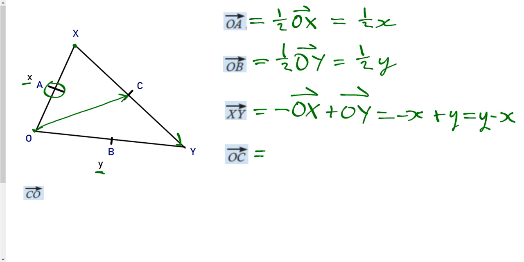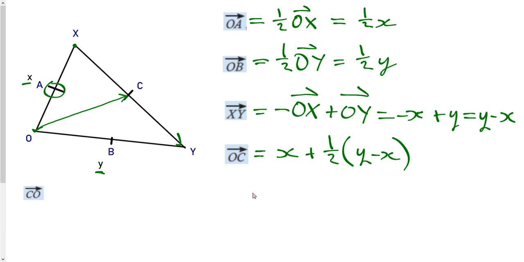So how do I get to that point? Well, I'm going to have to go along this vector here. So I'm going to go along vector x in a positive direction, so positive x. And then, because this is a midpoint, I'm going to go down halfway of XY. Now we've determined that vector XY is actually just y minus x. So we're going to be adding halfway of vector y minus x.